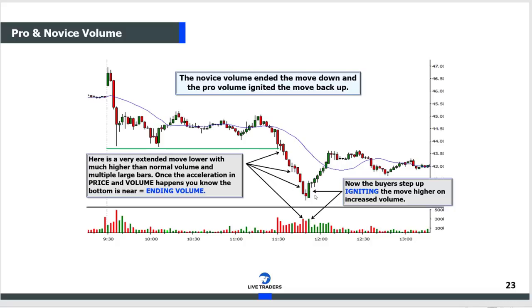Okay, so you can see back to back here on a climactic type of a move, you have the ending volume right here, and two bars later, the igniting volume. But once you get down this much, 6, 7, 8 bars, and the volume is this big, you know the end is near. All the people that wanted to get out finally got out. You know that because of the volume spike. Okay?